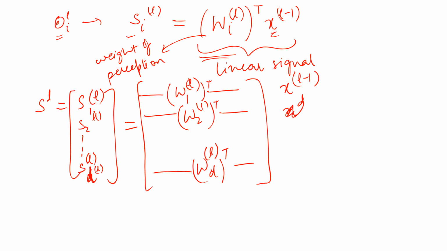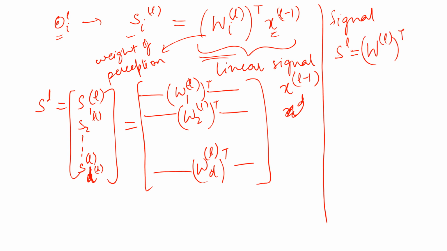And so my signal SL will be computed by using this entire WL for that layer transpose times XL minus 1. All right, so we can compute the entire input signal by one matrix multiplication. Now this is really useful because now we can focus on this computation and build algorithms around this to speed this computation up, because that's all we need.